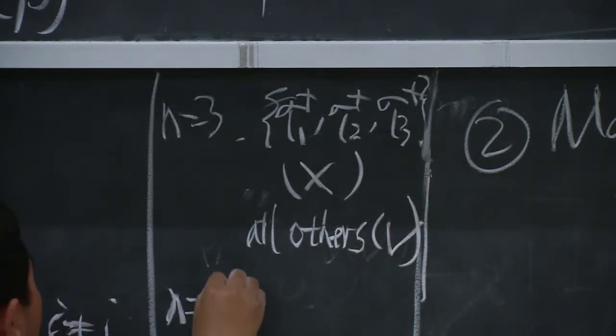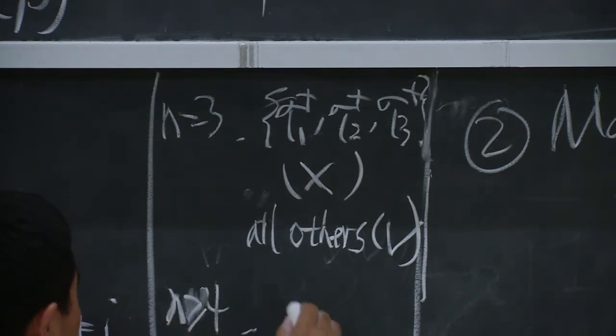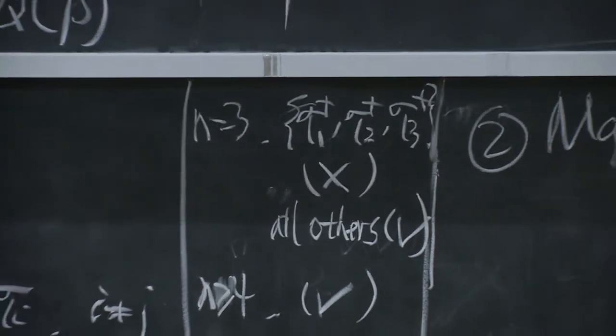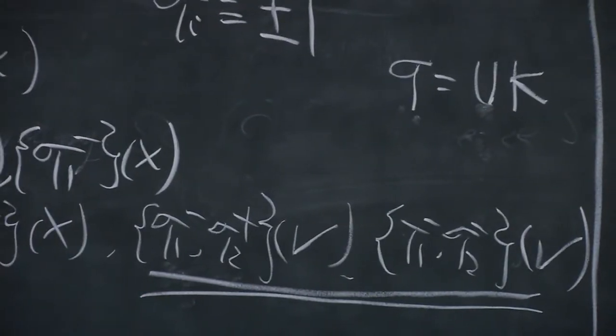For n bigger than or equal to 4, all of them are good, sign problem free. Okay, so basically, the most fundamental symmetry class is these two.